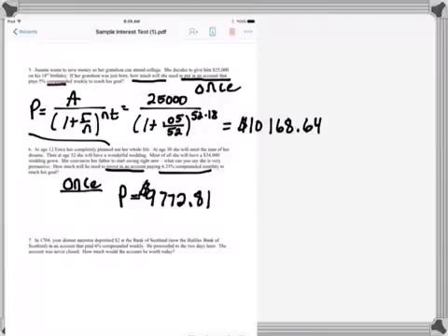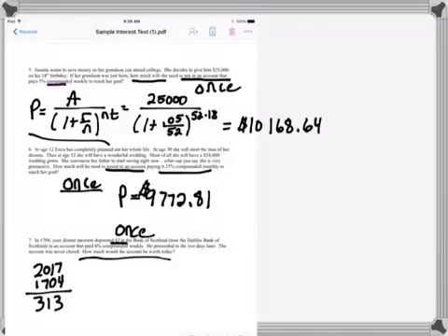The final one on this page talks about a distant ancestor who put $2 into an account. Again, it's a one-time thing. And left it there and set from 1704 to today. Well, if we're in 2017, going back to 1704, that's 313 years that it's been in that account. We want to know how much will be in the account now.